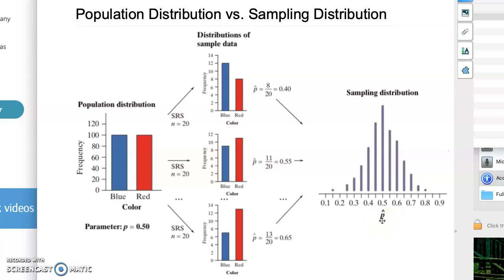The mean of the sampling distribution, the middle of the distribution, is equal to 0.5, which happens to be the population proportion. That's not by accident. And then you can see as we get away from 0.5, we do have some samples, but there are fewer and fewer the further we get away from the true proportion of 0.5.